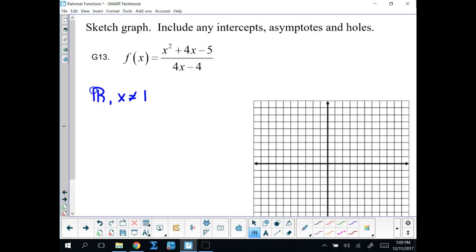Right? Okay? Now, before I go on to my vertical asymptotes, what should I do first? I should simplify it first. Yeah. So let's factor this bad boy. So what are we talking here on top? X plus 5 and x minus 1. What are we talking on the bottom? 4 and x minus 1? Like that?